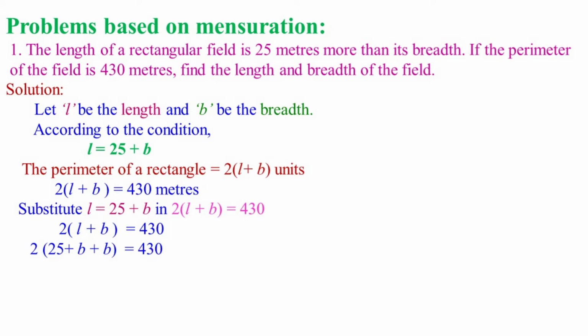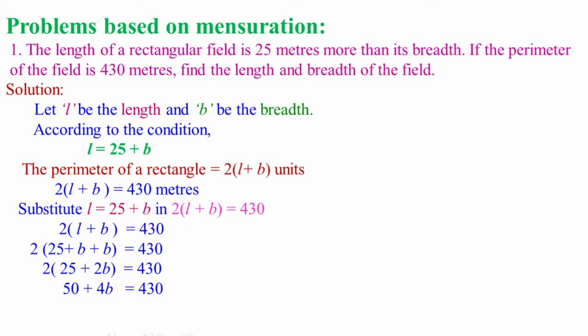Now add the like terms. Therefore, 2 into (25 plus 2B) equal to 430. Now multiply the terms by 2, which is outside the bracket. On multiplying, we get 50 plus 4B equal to 430. Now transpose 50 to the right hand side. Then only we can find the value for B.